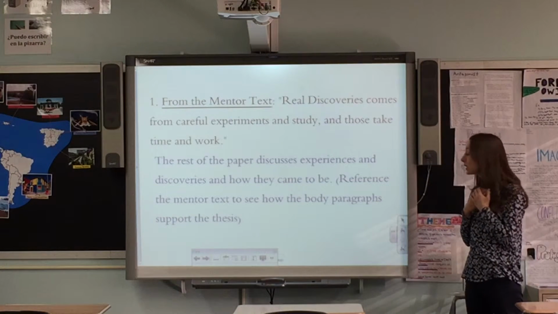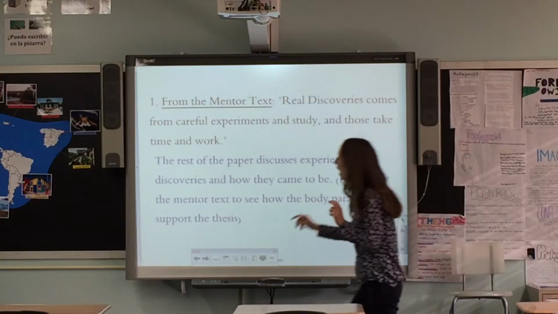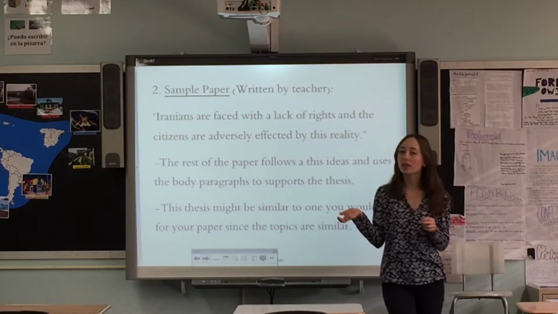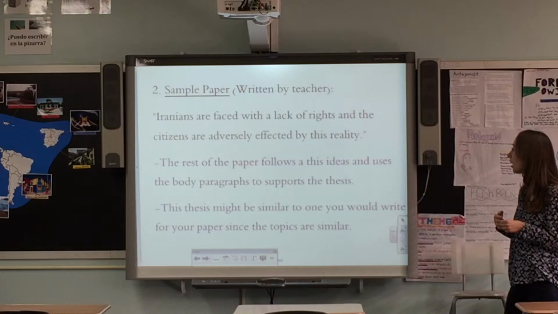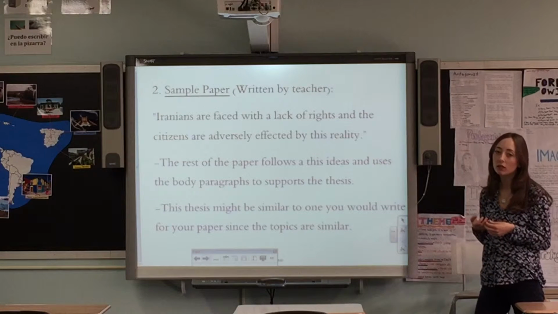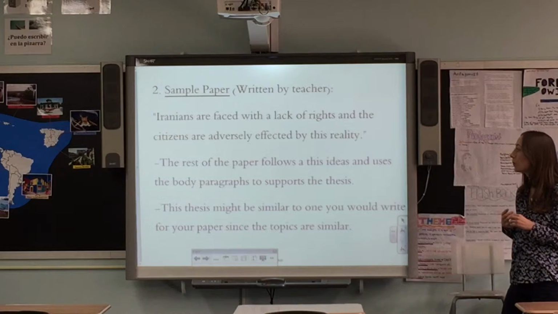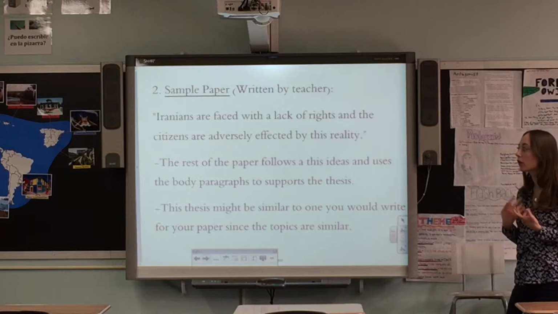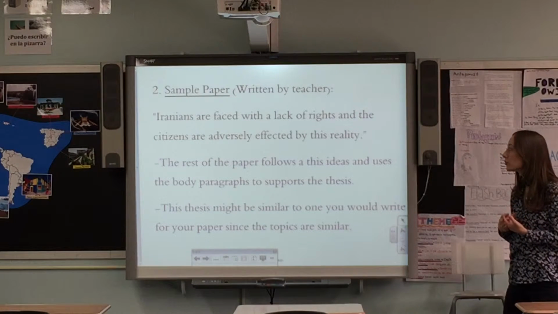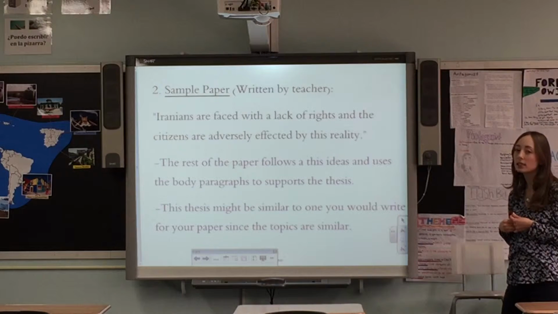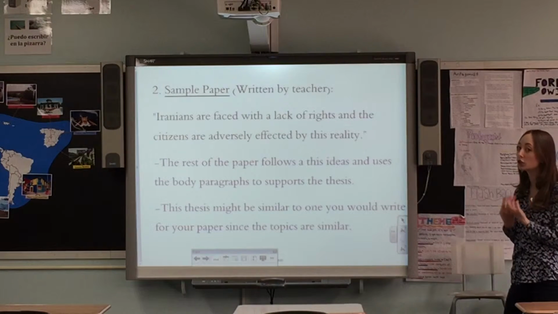Now I have personally written a student sample essay. It's an essay that I wrote based on a lot of the topics the students are going to be writing about. The students are focusing a lot on how Iranians are faced with lacks of rights and what this means in their society. As a class, we've been reading a lot of texts about the Middle East, Asia, and Africa, so they're all focusing their essays on those books that we've read. They are used to writing literary analysis essays, but this essay is a more informational one.